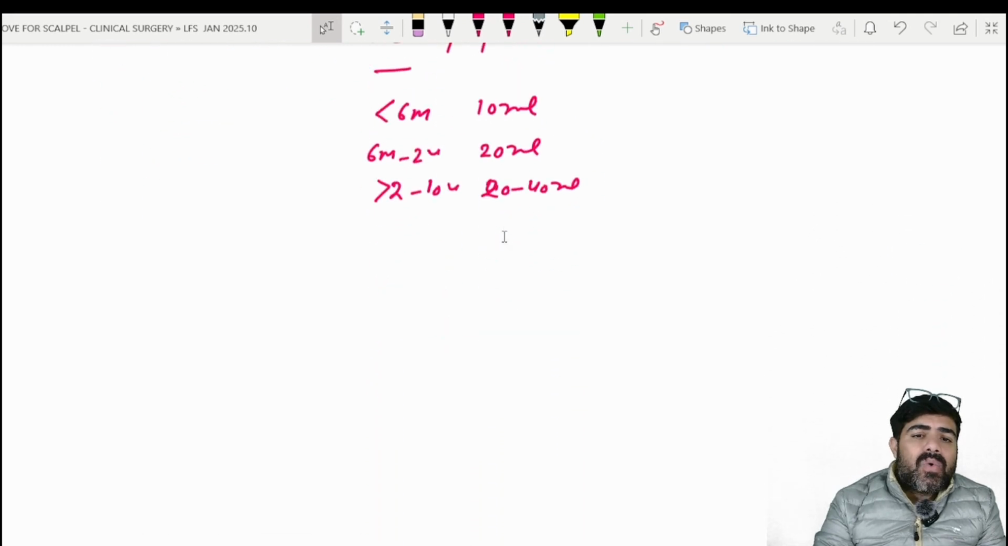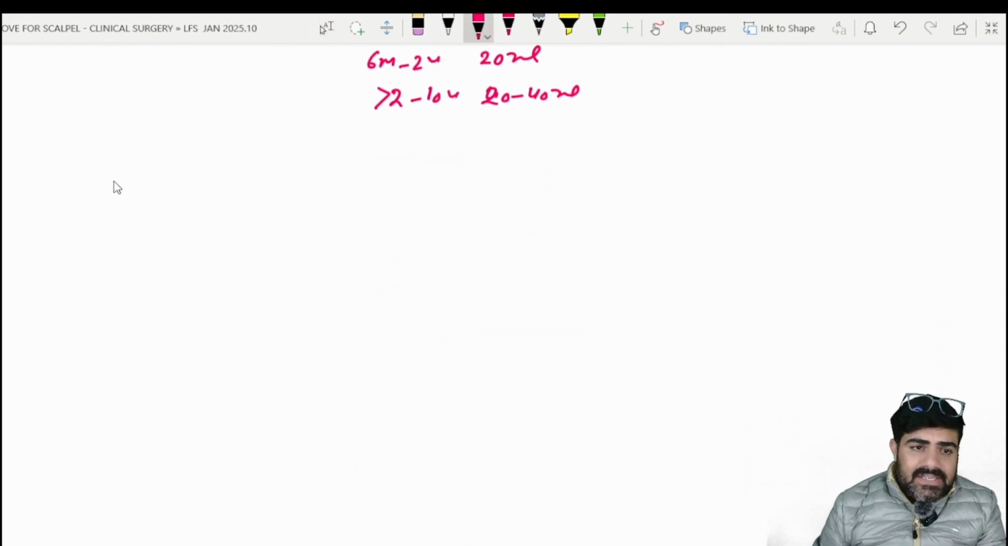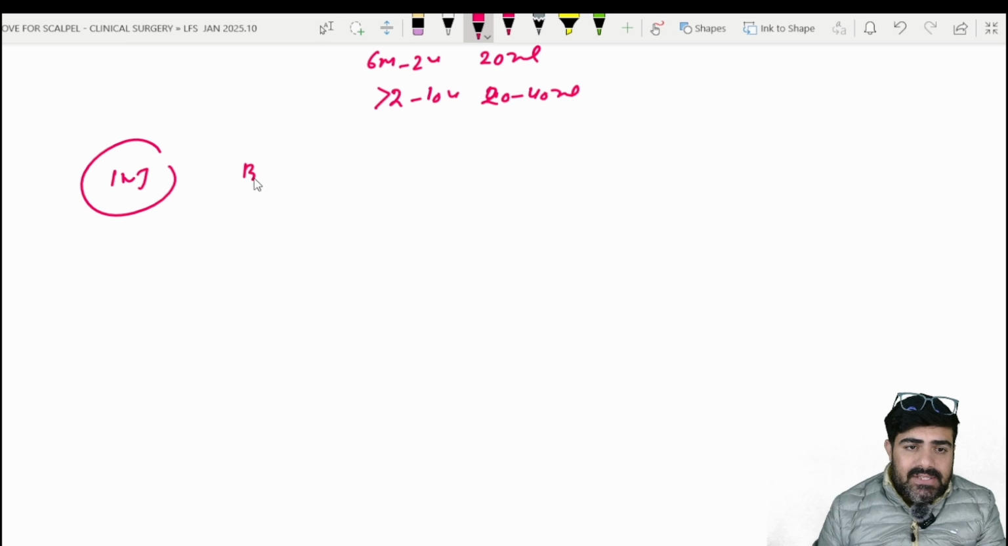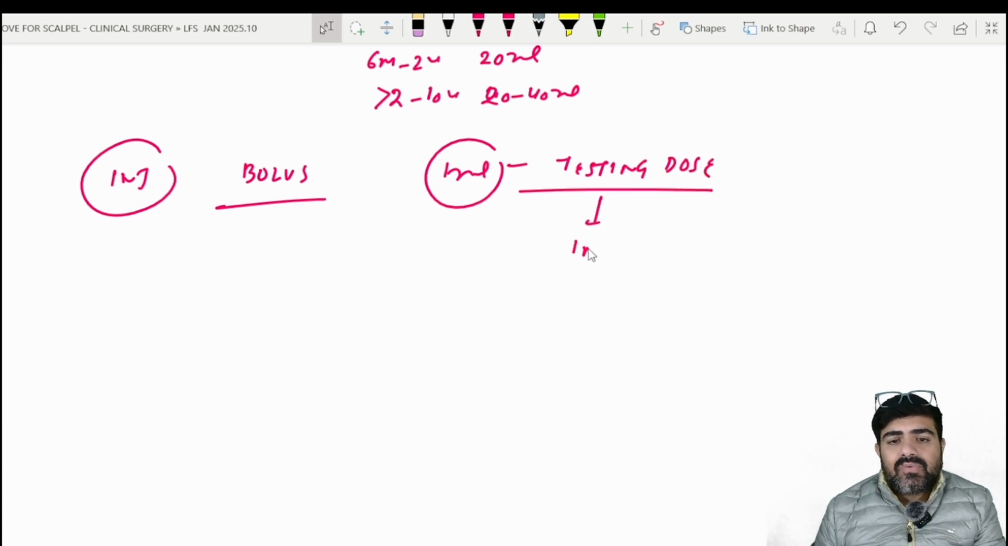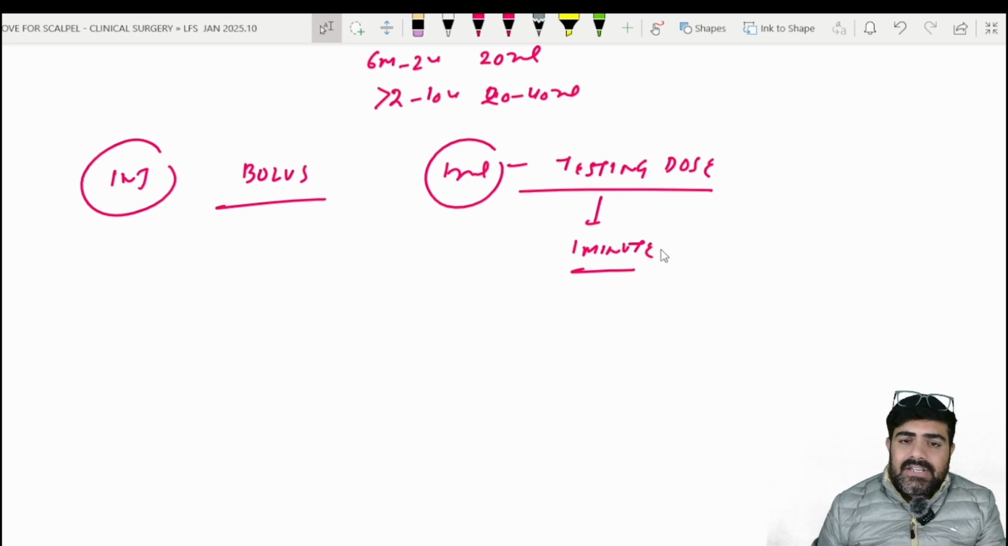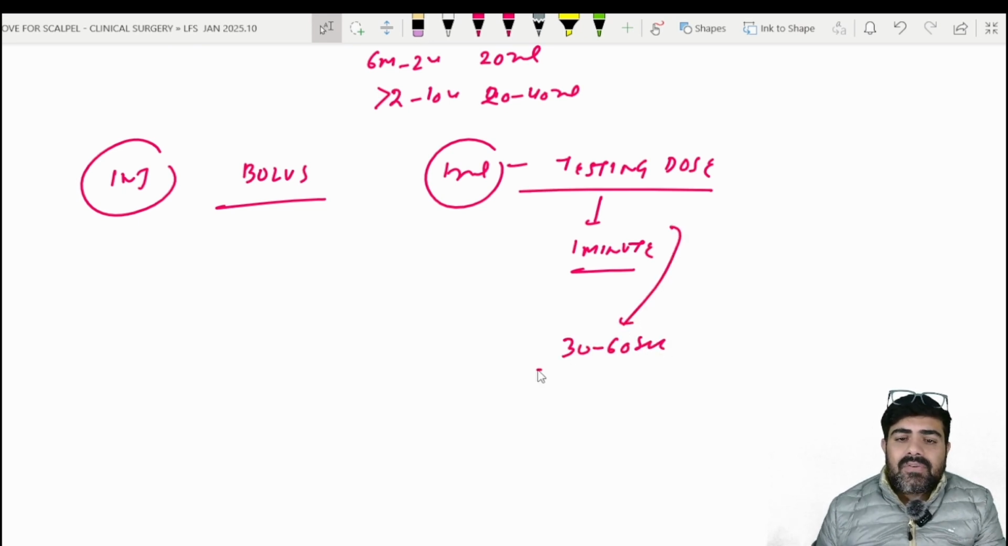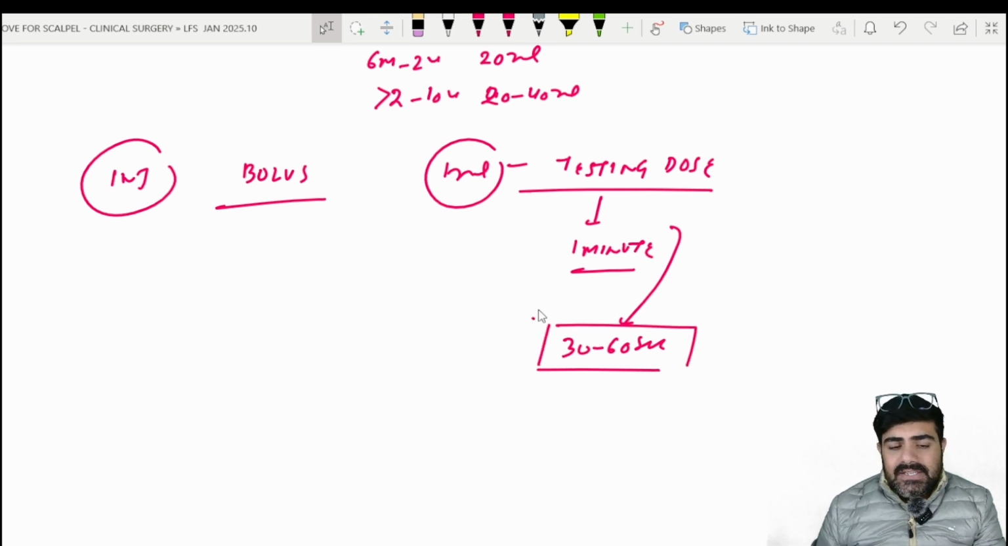The fifth question is how this procedure is done. The injection is given as a bolus. First we give about 1 ml as a testing dose to look for any reaction. We wait for almost 1 minute. After waiting for 1 minute, if there is no reaction or allergy, we give the bolus in about 30 to 60 seconds. It should be given fast, in 30 to 60 seconds. And then imaging is done.